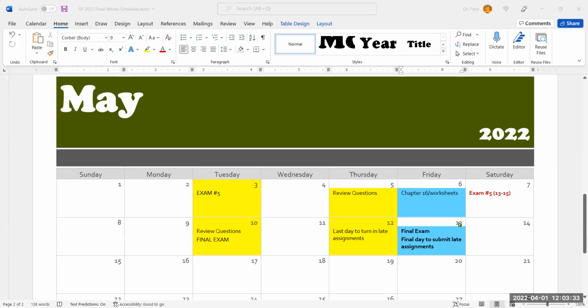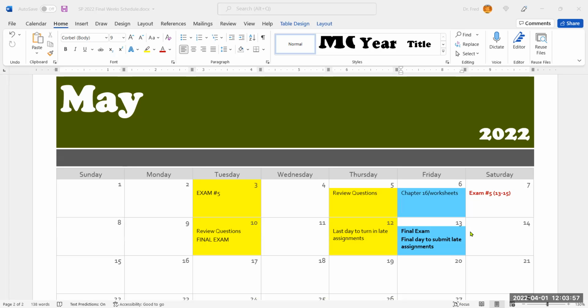Now, the 13th is the final exam. That's the schedule for the final exam. Notice that it's not on Saturday like the other exams. It is on Friday, okay? The last official school day for SCC. Actually, it's the 12th, but they tend to forget about the Friday classes, but that's okay.